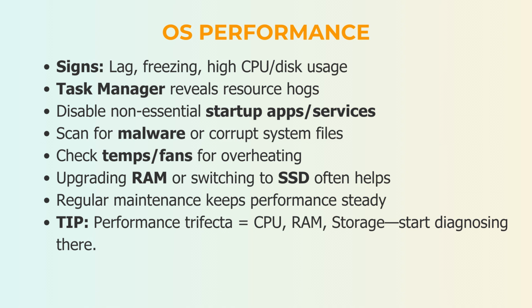Slow or unresponsive systems are often caused by resource bottlenecks, malware, or misconfigurations. The Task Manager in Windows is invaluable for identifying CPU, memory, or disk usage spikes. Disabling unnecessary startup applications or background services can free system resources and improve boot times. Regular malware scans help eliminate hidden processes that hog CPU cycles or network bandwidth. Hardware checks, particularly for overheating, are also important, as a malfunctioning fan or clogged vent can trigger throttling.